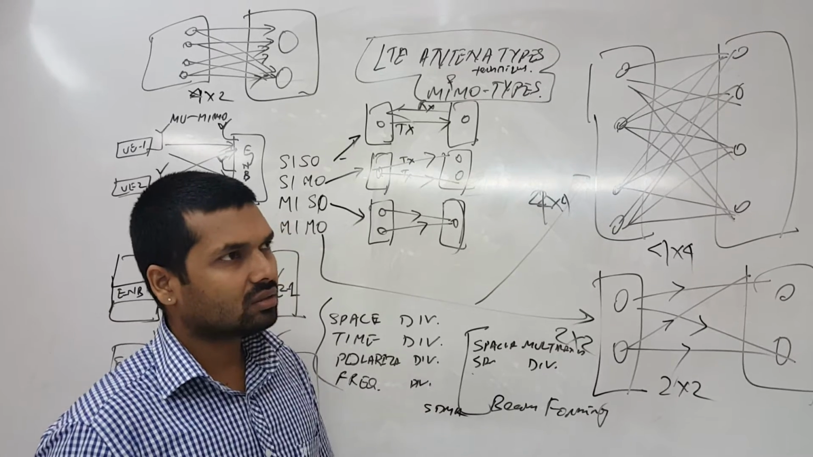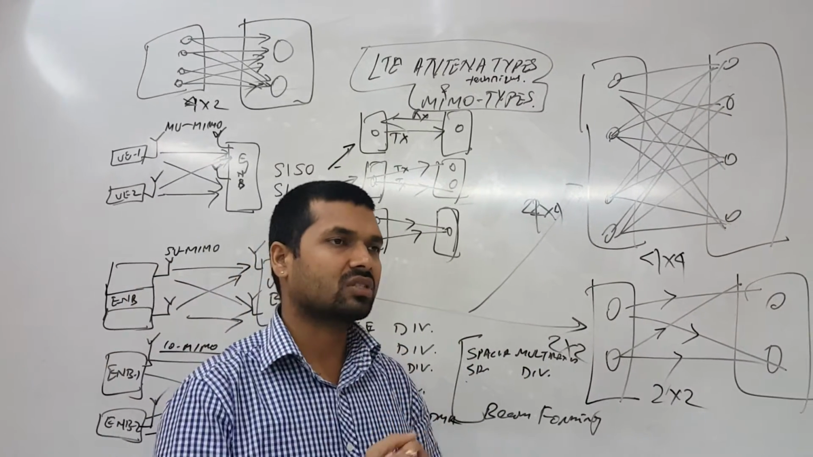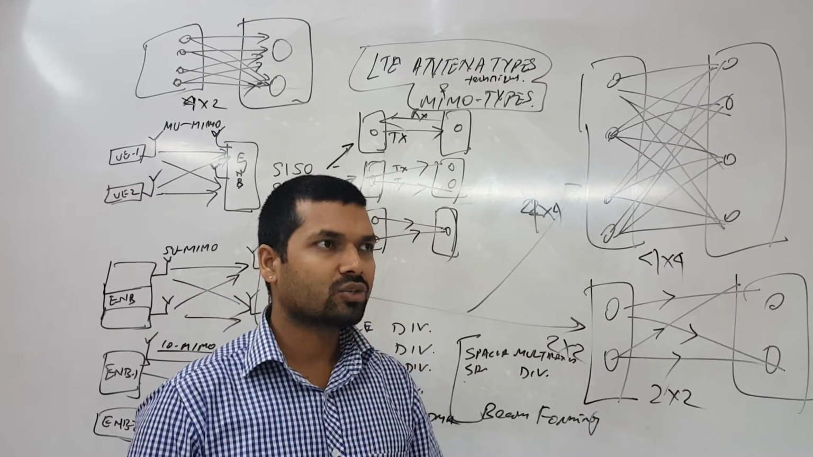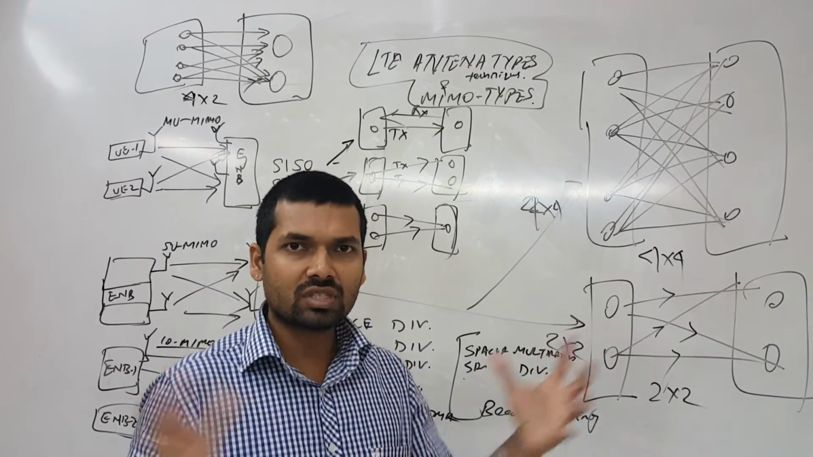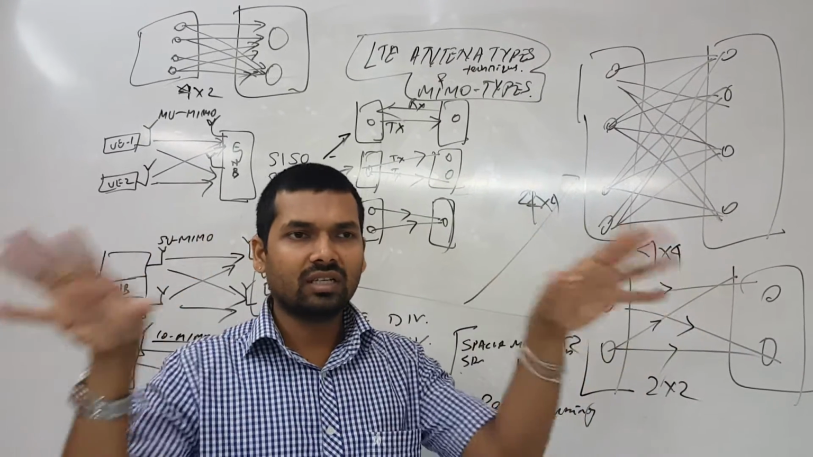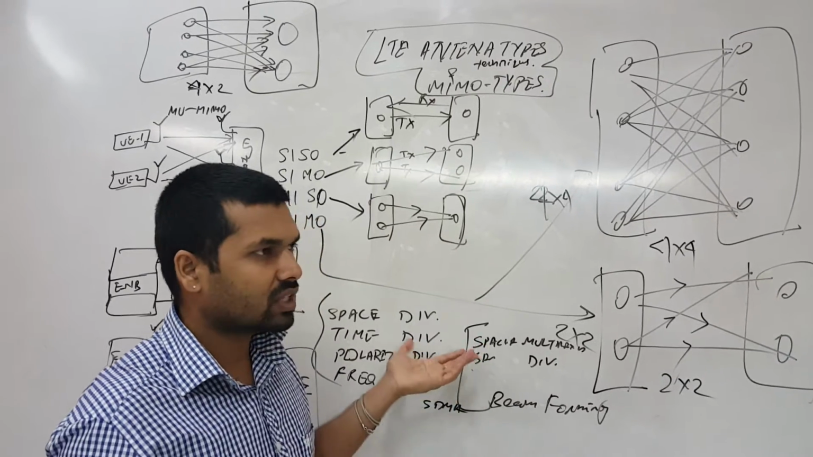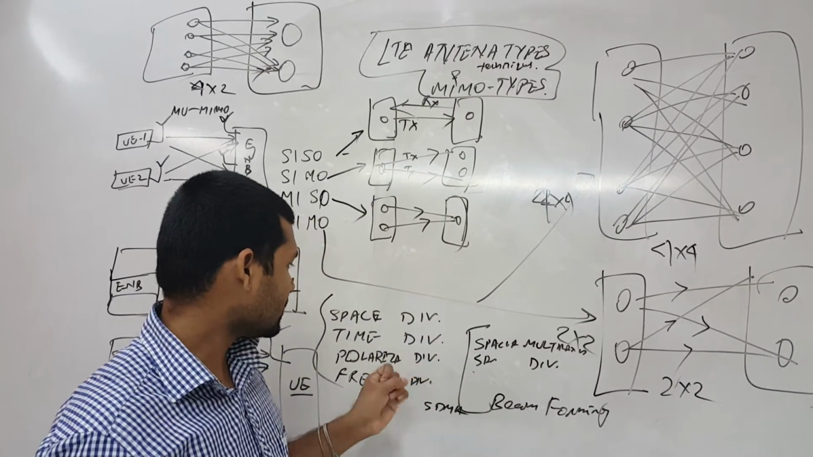Time diversity, we receive the signal in different time offsets, different time delays. So in 3G, we are having a rake receiver which has 3 fingers, so it collects the time delayed signals and combines them, so that we can say is time diversity.